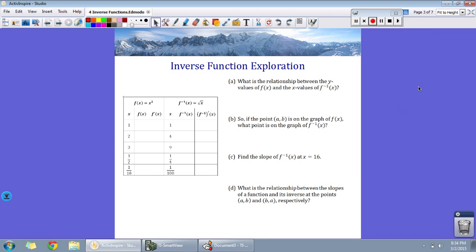Alright, if you're following along with our inverse function exploration, what I'd like you to do is fill in this chart with the y values of the function f of x equals x squared for these x values, and also take the derivative, fill in these slope values, and then do the same thing for this inverse function. Press pause to complete this chart. Press play when you're ready to move forward.